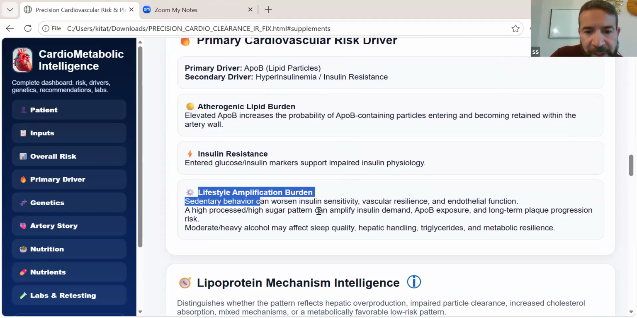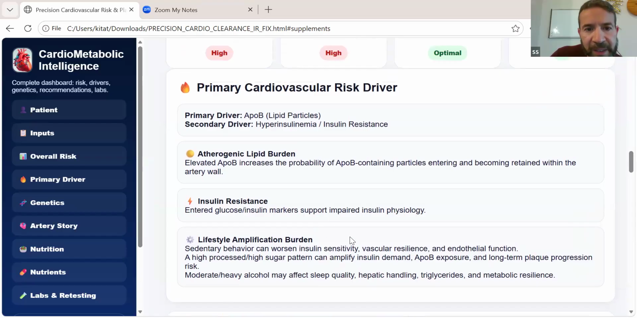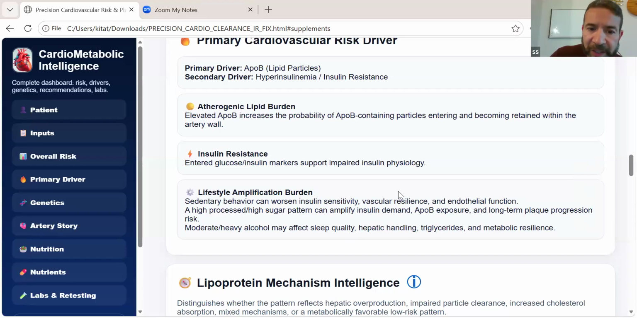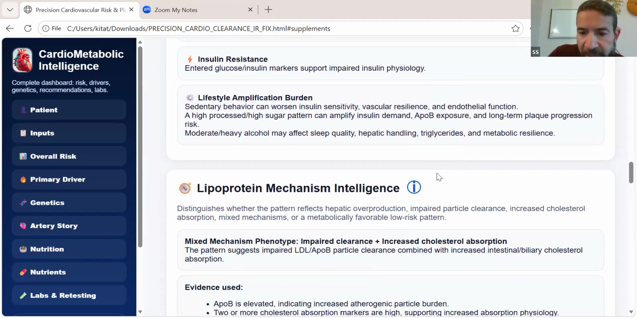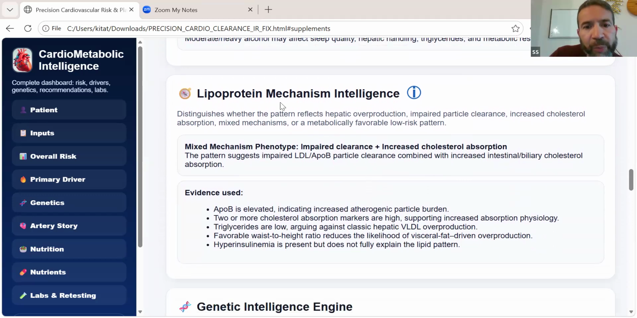And there's another component, which is a lifestyle component. Because of the sedentary lifestyle and alcohol, it adds to it, so I place it here as part of the primary cardiovascular risk driver. Now, the most important part of this intelligence is the lipoprotein mechanism. This is what drills down into the labs and tells us what condition this person has. So for this person, because of those labs, he is most likely suffering from impaired clearance plus cholesterol absorption.